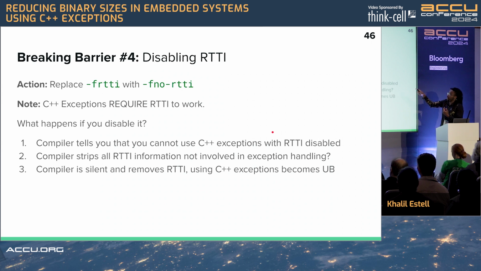So I replaced -frtti with -fno-rtti. And remember, we need RTTI in order to operate correctly. So I'm going to have you guys raise your hands. If you do this, the compiler either tells you you cannot use C++ exceptions with RTTI disabled. That's one option. The other thing the compiler can do is strip out all the RTTI information that's not involved in exception handling. Or number 3, the compiler is silent and removes RTTI information, and throwing anything becomes UB.